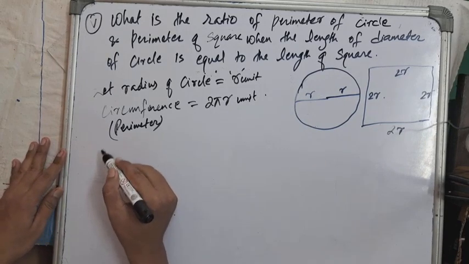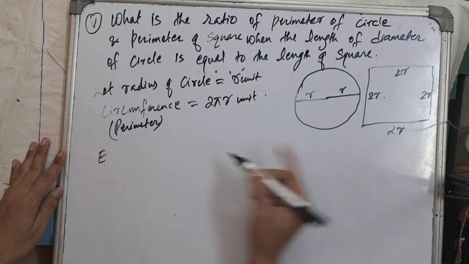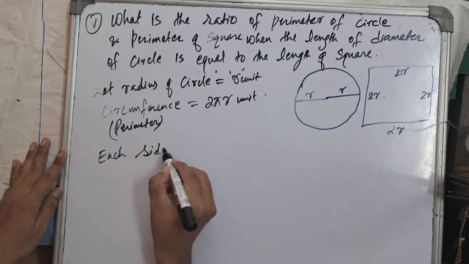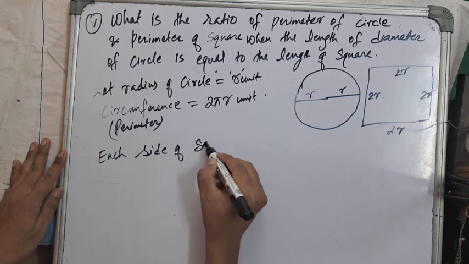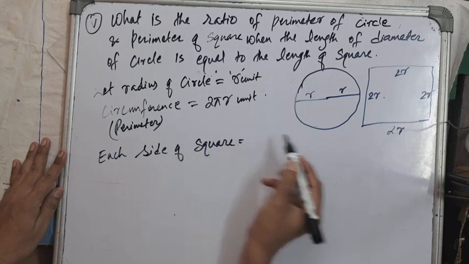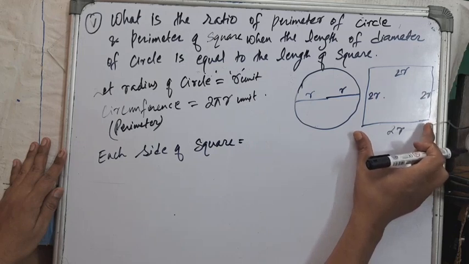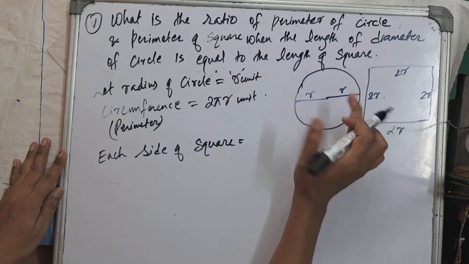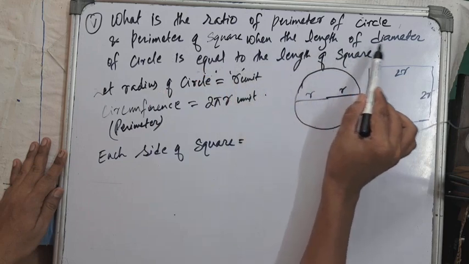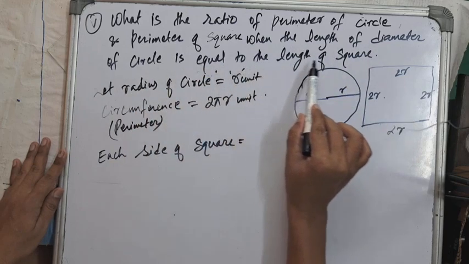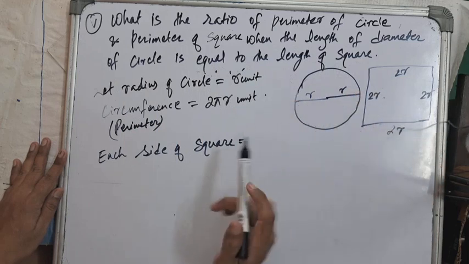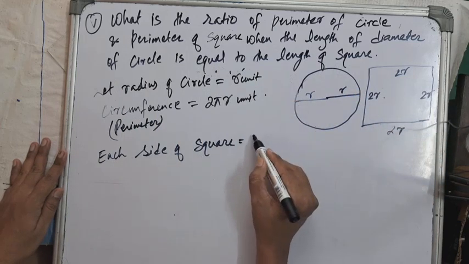So each side of square is 2r, isn't it? Because each side of a square is equal to the diameter of the circle. This is given in the question. The length of diameter of circle is equal to the length of a square, isn't it? So each side of a square is equal to the diameter of the circle. So each side of a square is 2r.